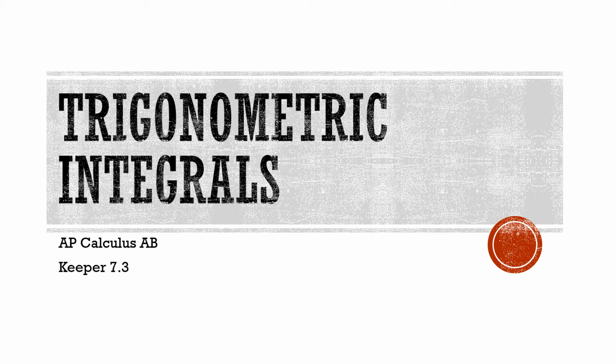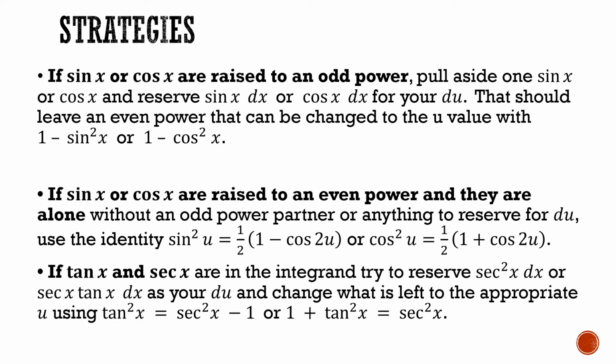Keeper 7.3, Trigonometric Integrals. Alright, so we have some strategies. These can get a little crazy, but if you use these strategies, they should help you out. So the first strategy is if you have an odd-powered trig function, like sine cubed, or sine to the 5th, or sine to the 7th, or cosine to the 9th.